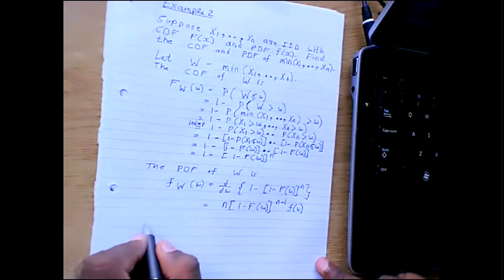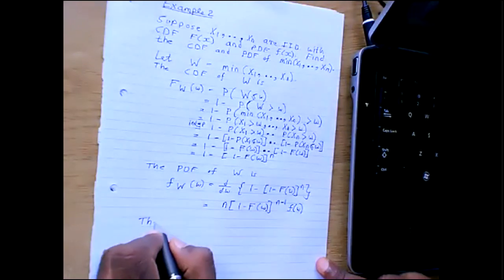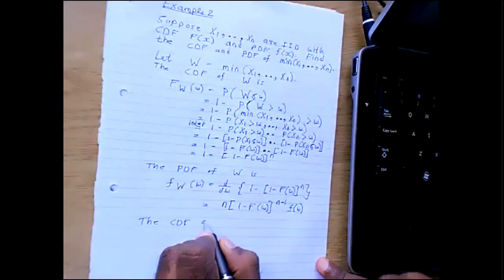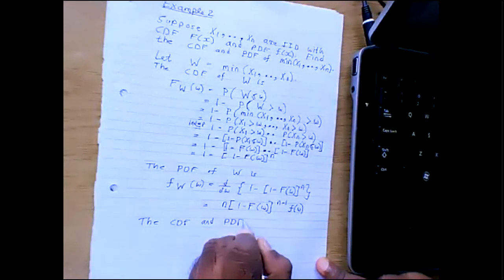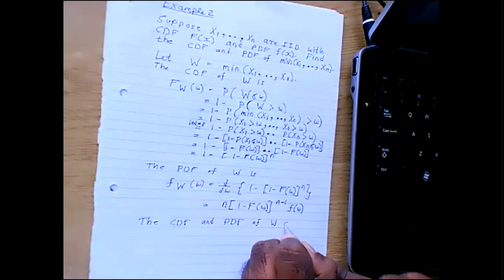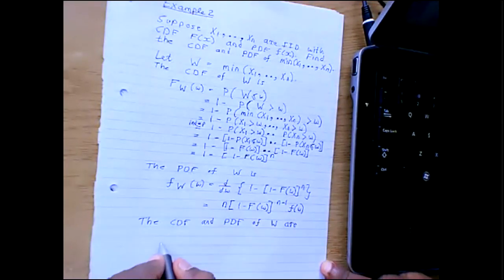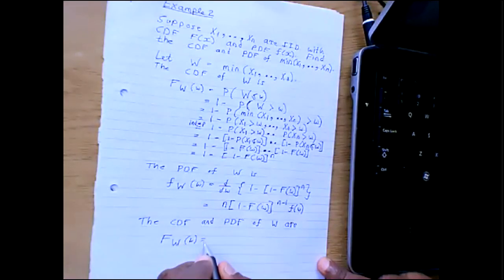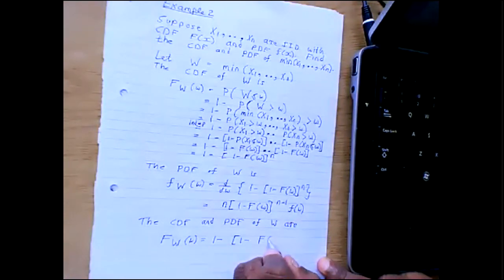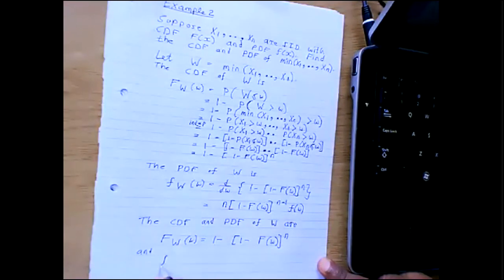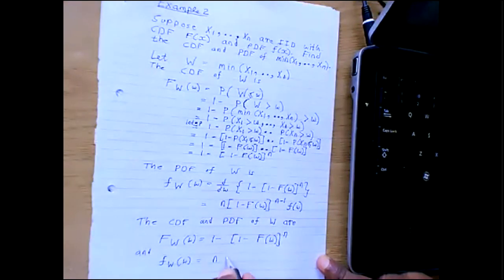So just to summarize, the CDF and PDF of W are given by capital F. This is the CDF given by this formula. And the PDF is given by this formula here.